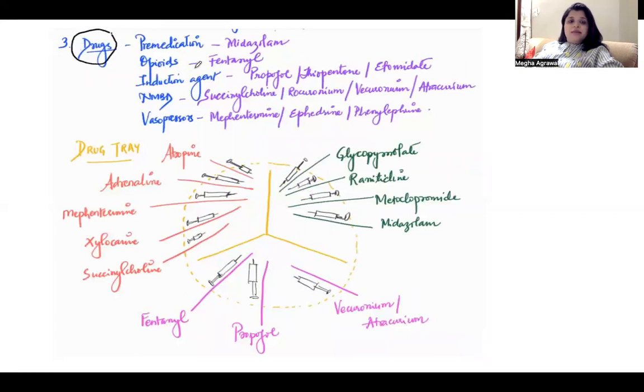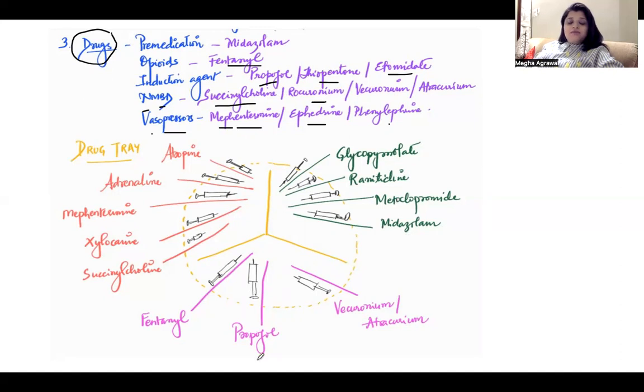Drugs like pre-medication, midazolam, opioids, fentanyl, induction agents, whatever you choose, propofol, thiopentone, etomidate, according to patient profile. The neuromuscular blocking drug, whatever you choose, succinylcholine, rocuronium, vecuronium, atracurium, and vasopressors for sudden hypotension, mephentermine, ephedrine, phenylephrine. So there is this drug tray which you prepare. On one side, there are the pre-medication drugs like glycopyrrolate, ranitidine, metoclopramide, midazolam.